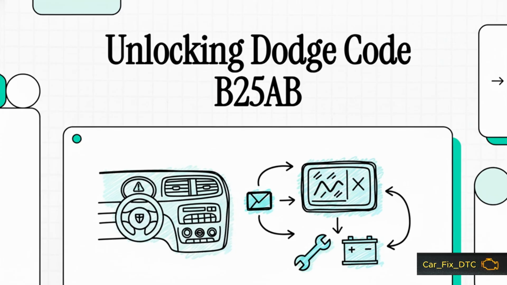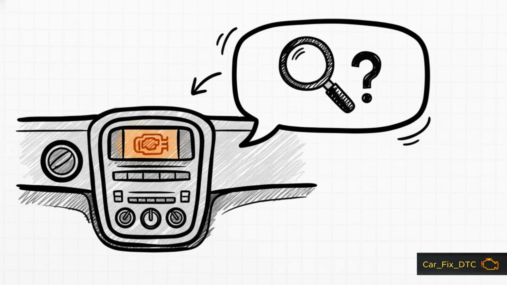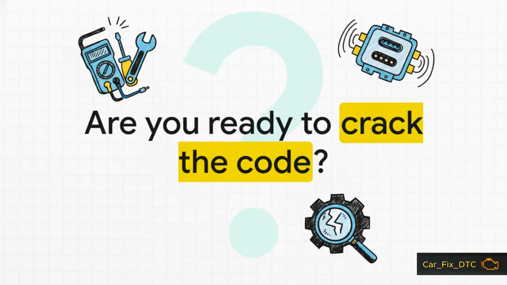You should really think of that dashboard light and that B25AB code as a message your car is sending you. It's not just some random annoyance, it's actually a clue. So our job here is to play detective and figure out what it's trying to tell us. All right, are you ready to crack this thing? Let's grab our virtual toolkit. This is about more than just fixing a car. It's about learning the language your vehicle speaks. So yeah, let's dive in.